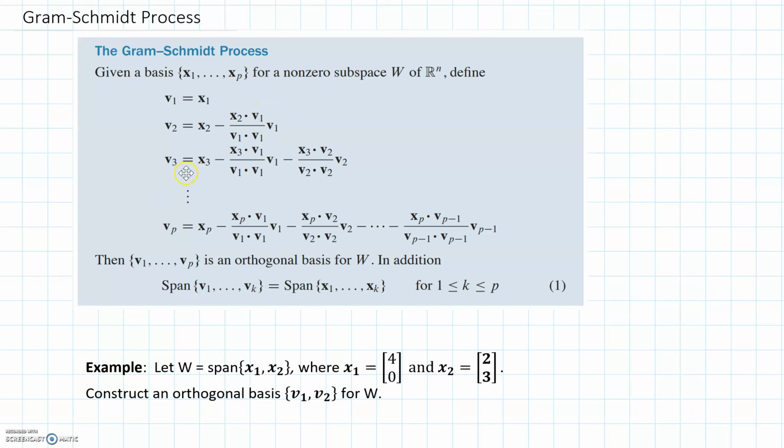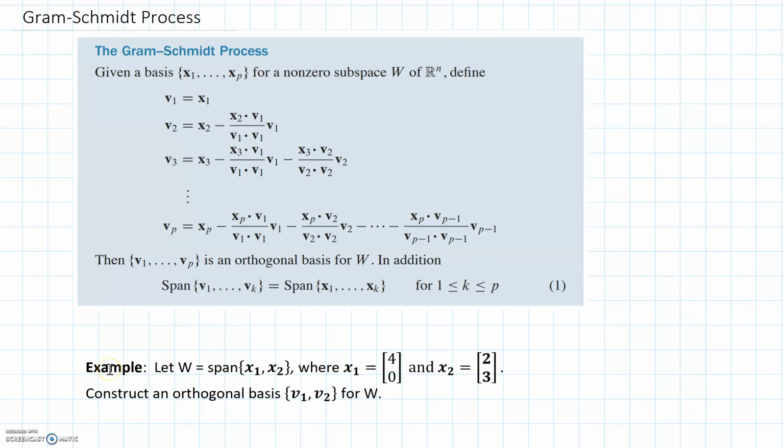And then we're going to do the same thing for V3. For the next one, we're going to take our next vector and subtract the projection along V1, and subtract also the projection of x3 along V2. That's what this is. When we do this, V1 through Vp becomes an orthogonal basis for W. In addition, the span of x1 through xk, for k from 1 to p, is going to equal the span of v1 through vk. We'll see this in a minute.